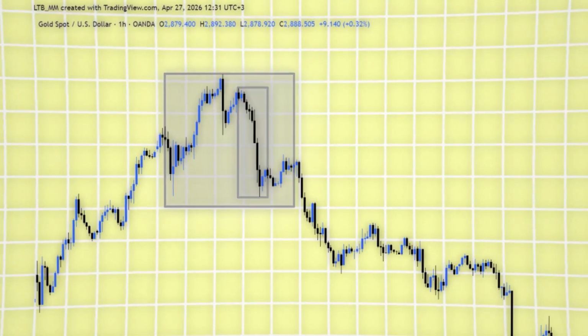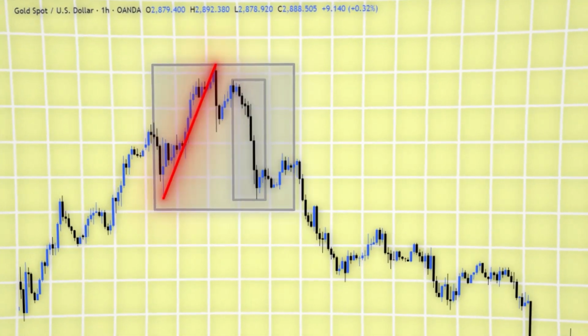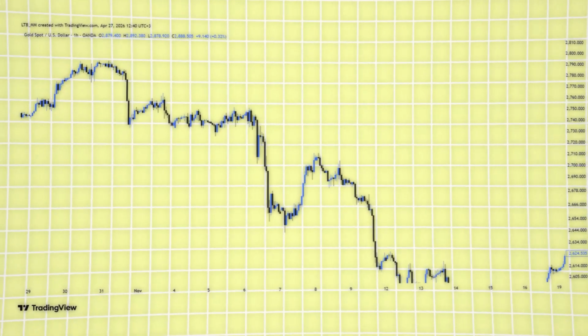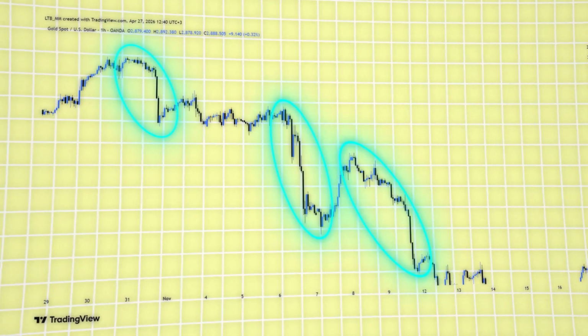However, if the move you found engulfs the previous move, then the previous move is the one you were actually looking for. And let's take one more example. It will be this move here.